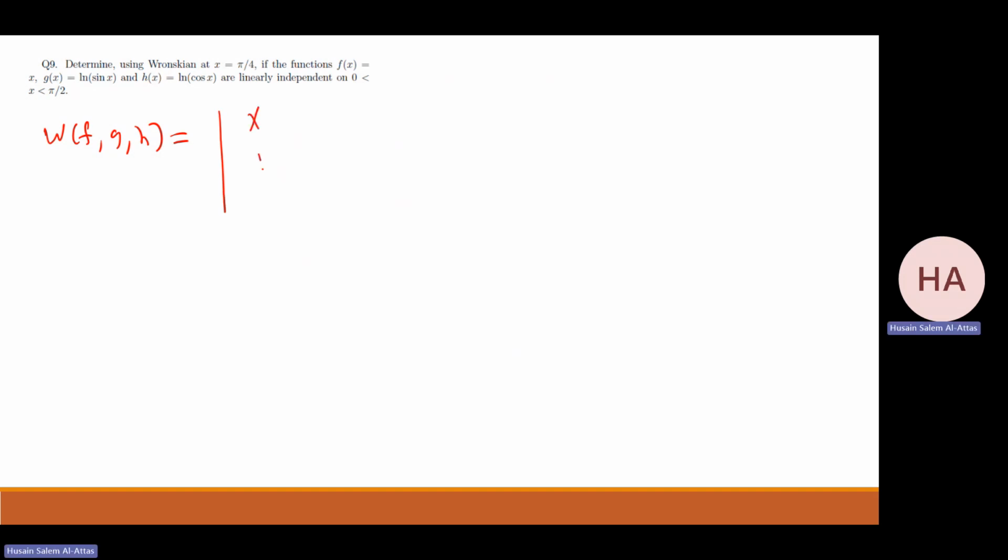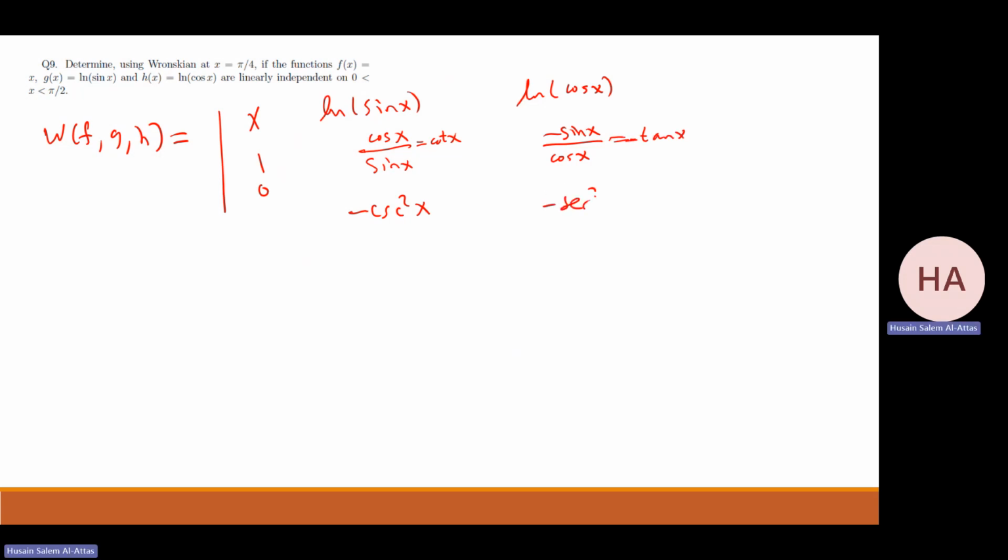I have x, 1, 0, ln of sine x. That will be cosine x over sine x, which is cotan x. What's the derivative of cotan? Minus cosecant squared. Okay, ln of cosine x. The derivative is minus sine x over cosine x, so it's minus tan x. What's the derivative of that? It will be minus secant squared x.